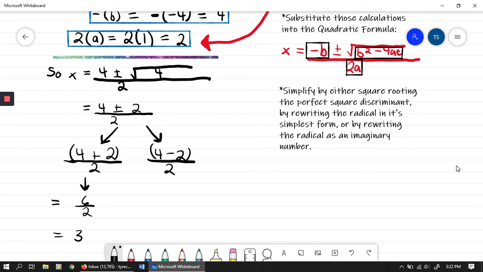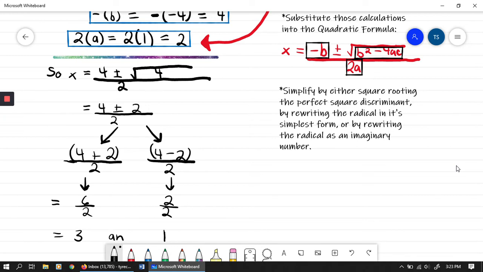Alright, and then for the other version of it, you simplify the top of this fraction, the numerator, first. And 4 minus 2 is 2. So the top simplifies to give you 2, and so that's 2 divided by 2. And again, 2 divided by 2 is 1.